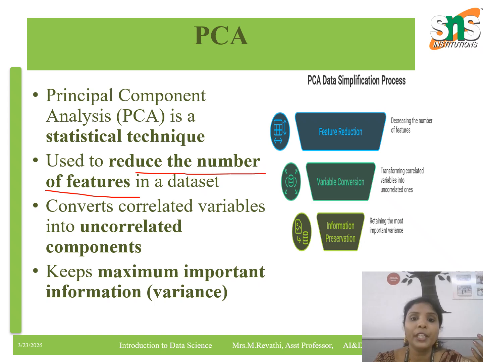Sometimes we have too many columns or variables and it becomes difficult to analyze. So what PCA does is it converts the original correlated variables into new variables called principal components. These components are uncorrelated and they keep the most important information from the data. In simple words, PCA helps us simplify the data without losing much important information.